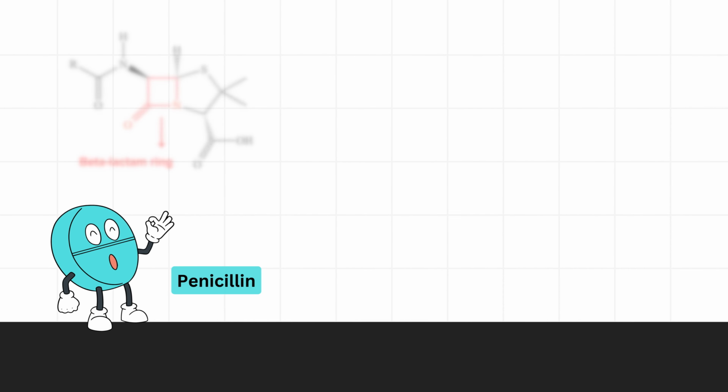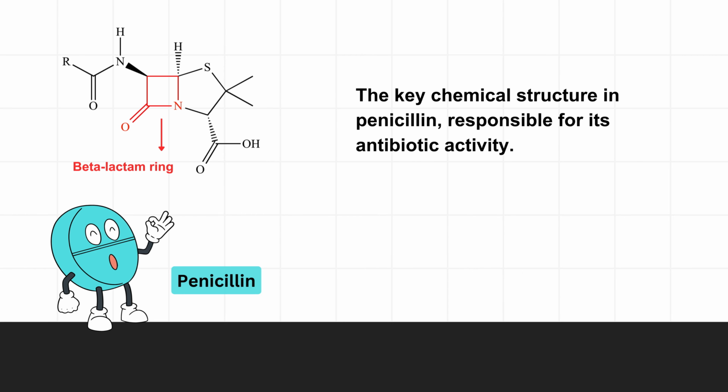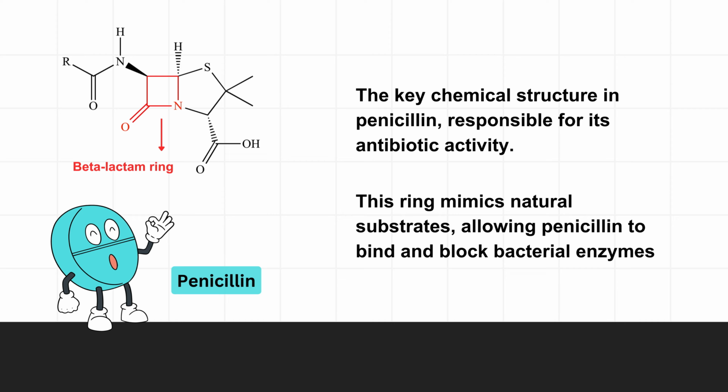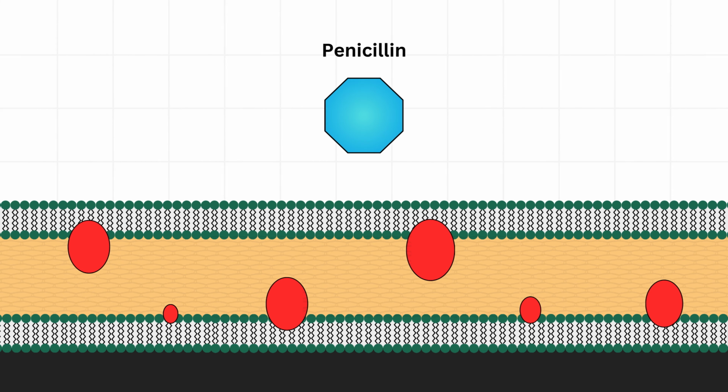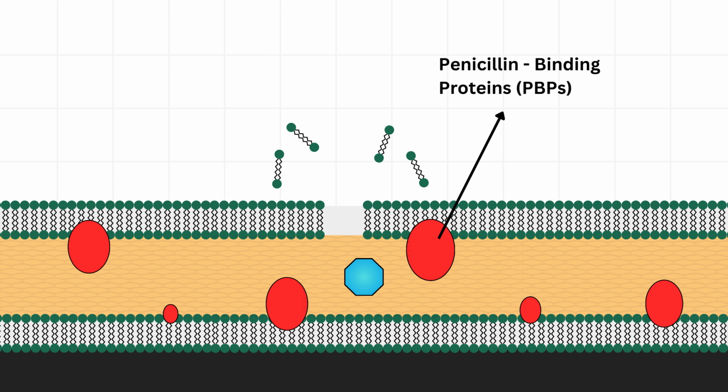Here's where penicillin comes into play. Penicillin has a beta-lactam ring in its structure, which is key to its function. This beta-lactam ring mimics the structure of the natural substrates of the penicillin-binding proteins. When penicillin enters the bacterial cell, it targets the PBPs and binds to them.